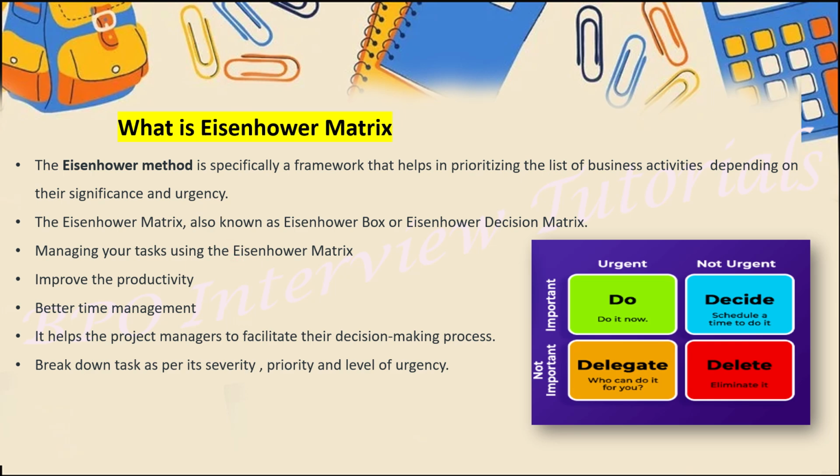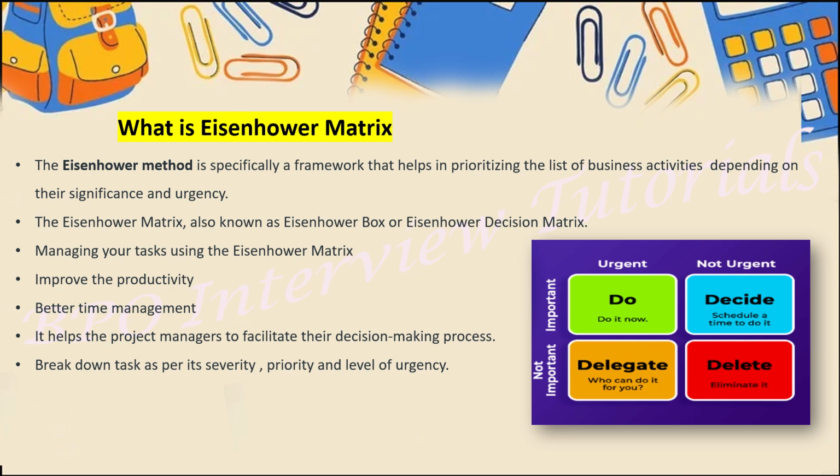This is also known as the Eisenhower box or Eisenhower decision matrix. With the help of this we can manage our tasks very easily. We can improve our productivity because our tasks will get completed on time, and we can do time management. Basically, sometimes if we don't prioritize our tasks, we might get held up with an important task during our logout time, and we might have to extend our shift. This situation may come, so it is mandatory to understand how to set the priority.